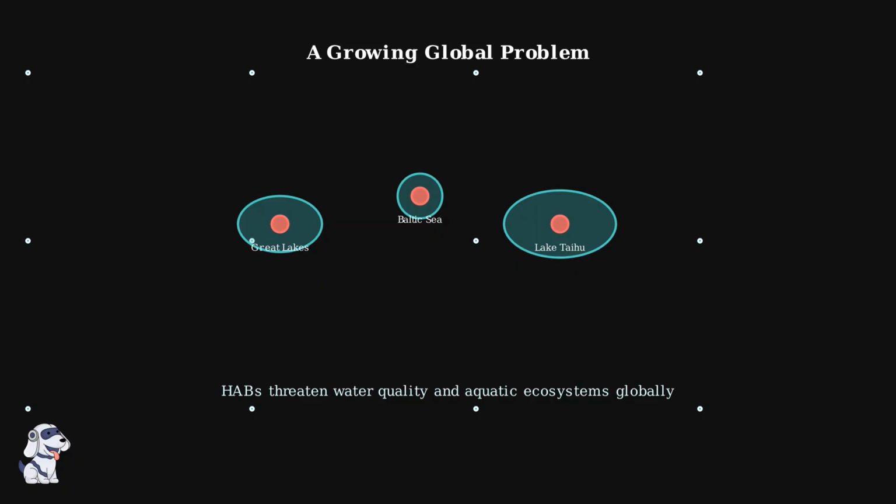Climate change, increased agricultural runoff, and urban development are making these events more frequent and severe in lakes, rivers, and coastal waters worldwide. Understanding harmful algal blooms is crucial for protecting our water resources. These events highlight the delicate balance in aquatic ecosystems and the importance of managing nutrient pollution to prevent devastating environmental consequences.